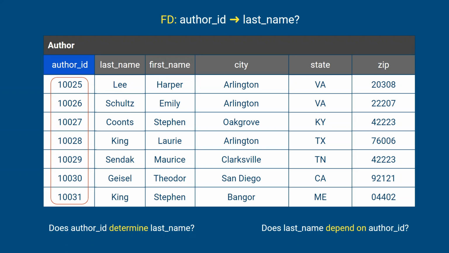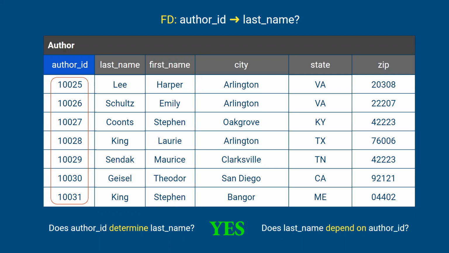If you have no multi-valued attributes. If you had a multi-valued attribute here, then one author ID could have two different last names. But remember, it can't be in second normal form unless you're already in first normal form. So by the time we're here asking questions about second normal form, there are only atomic attributes.